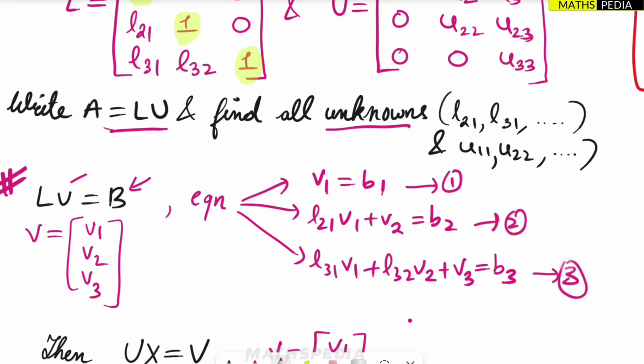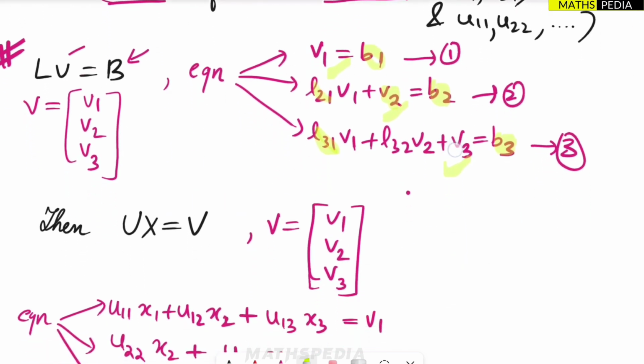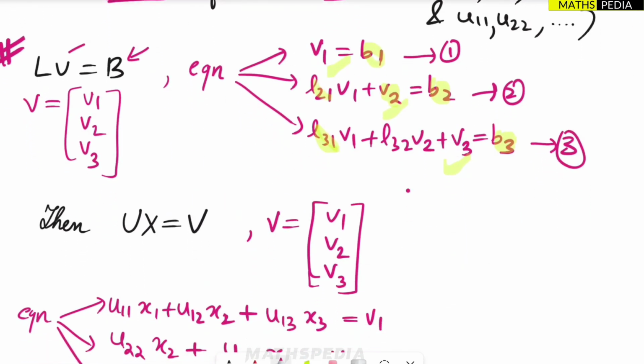By these equations, we understand that we have already calculated the values of L and all the unknowns, and B1, B2, B3 we already know. We are going to find the values of V1, V2, V3 using these equations. Our intention by this method is basically to find the variable matrix V1, V2, V3. Once we find these unknowns, we go to the next step.